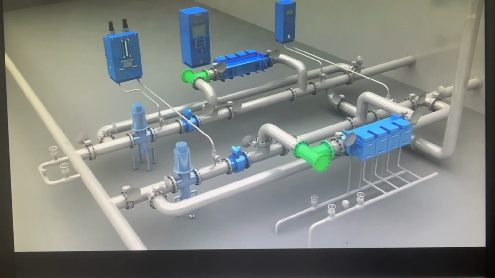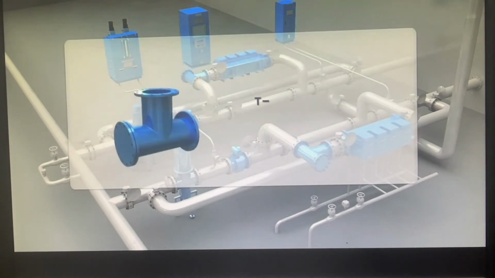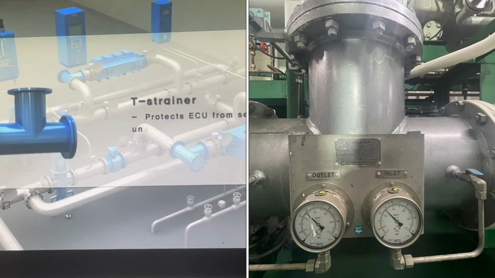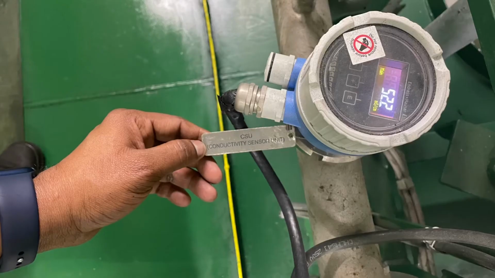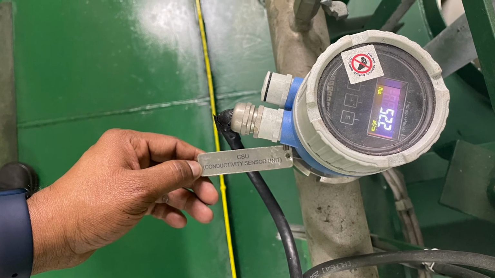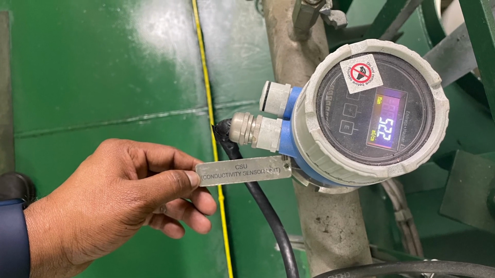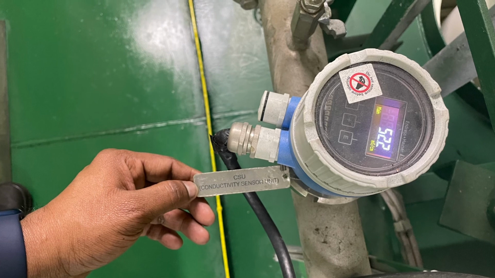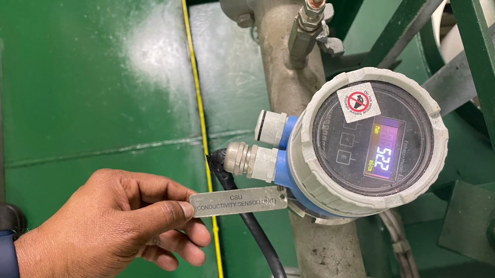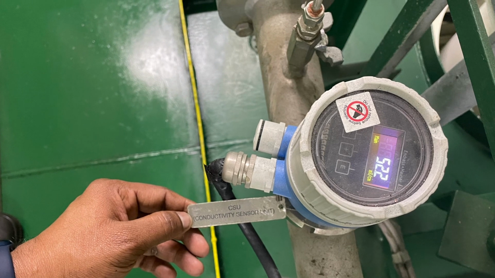T-strainer, which is to protect the ECU from foreign materials and large species in ballast water. Conductivity sensor unit, CSU, measures the electrical conductivity of seawater passing through ECU during ballasting operations, and it also measures the seawater temperature.